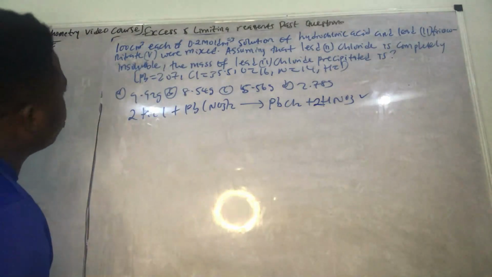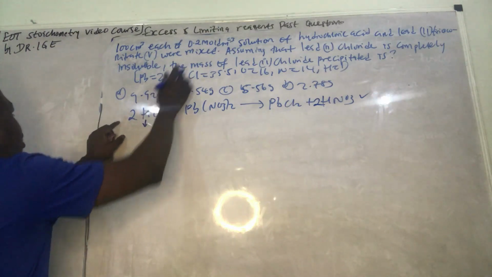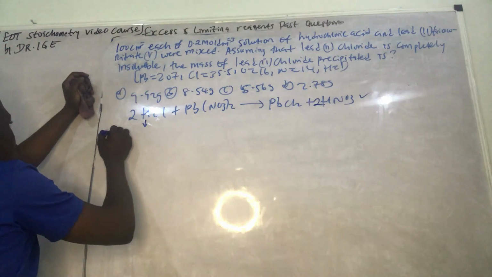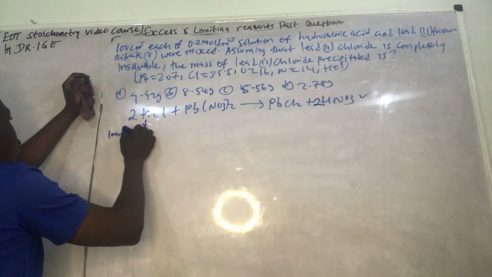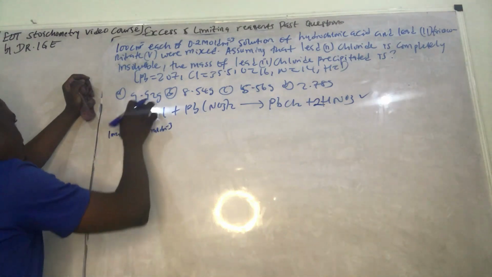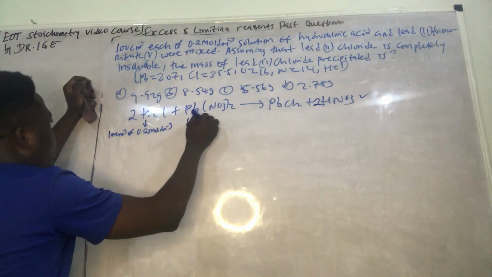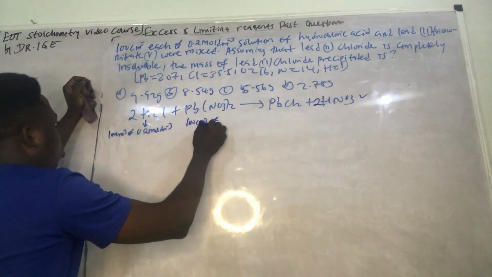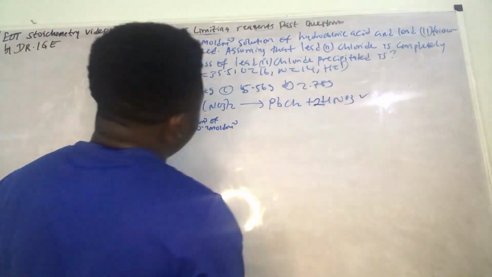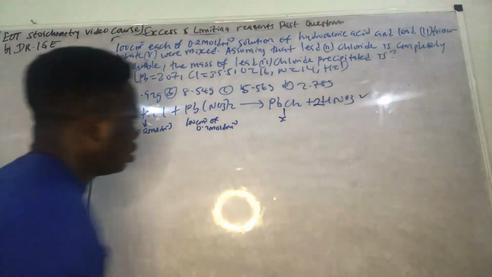So now, what have they given us? CV here, because they said each. So it means 100 cm3 of 0.2 mole per cm3 of this one, and also 100 cm3 of 0.2 mole per cm3 of this one that we added. That's what they mean by each. We are looking for the mass of this product. Within this, we are looking for which is the limiting reagent.